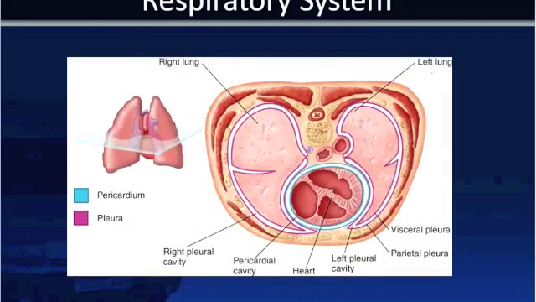The lungs float within separate pleural cavities. They're separated from the chest wall by space containing pleural fluid. The pleura are the serous, oily, double-walled membranes that enclose each lung. The parietal pleura is the outer lining and lines the wall of the chest cavity: the rib cage, the diaphragm, and the mediastinum. The visceral pleura is the inner layer and covers the surface of the lungs.